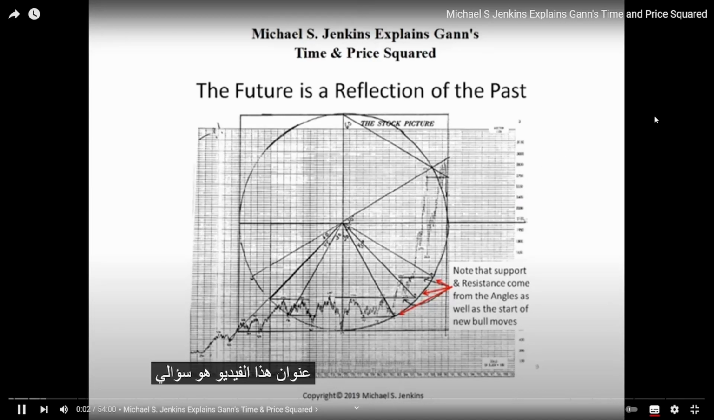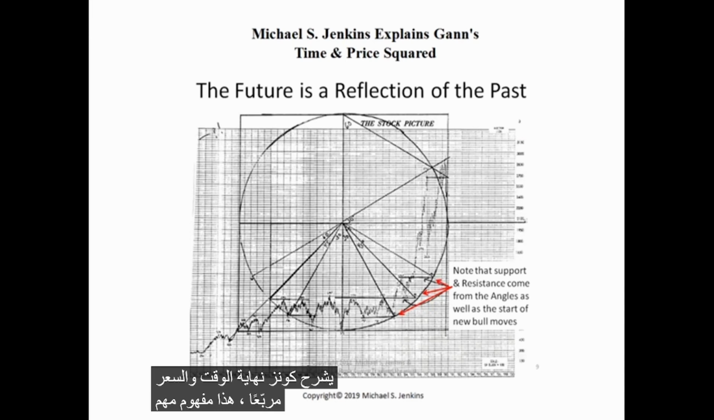The title of this video is Michael S. Jenkins Explains Gann's Time and Price Squared. This is a very important concept and lies at the root of every single thing W.D. Gann ever did with a trend line or with a planet. He was constantly looking for that one point when time or longitude was equal to price.